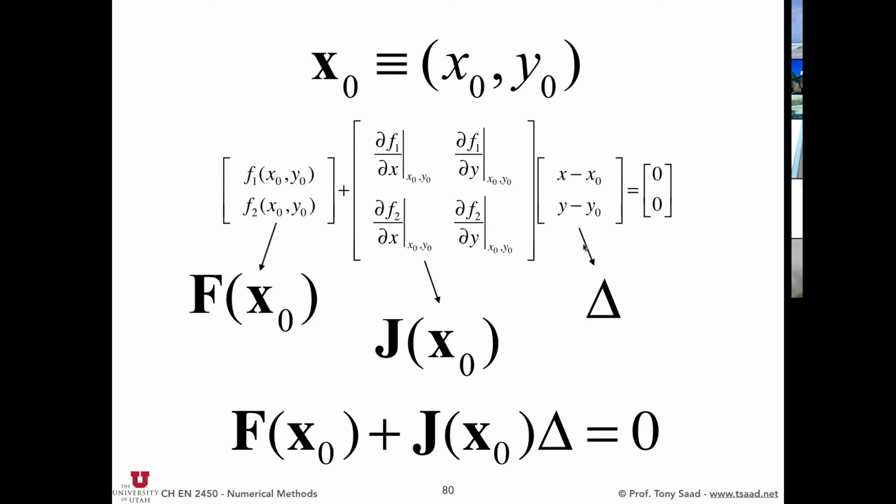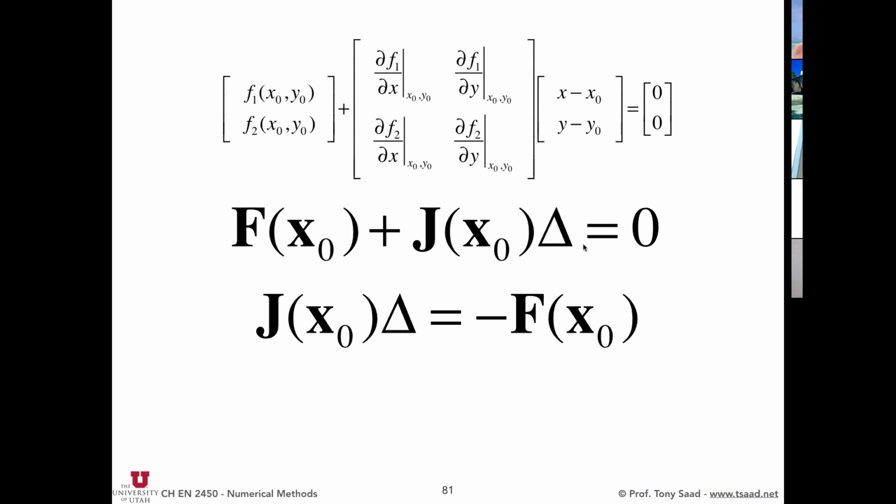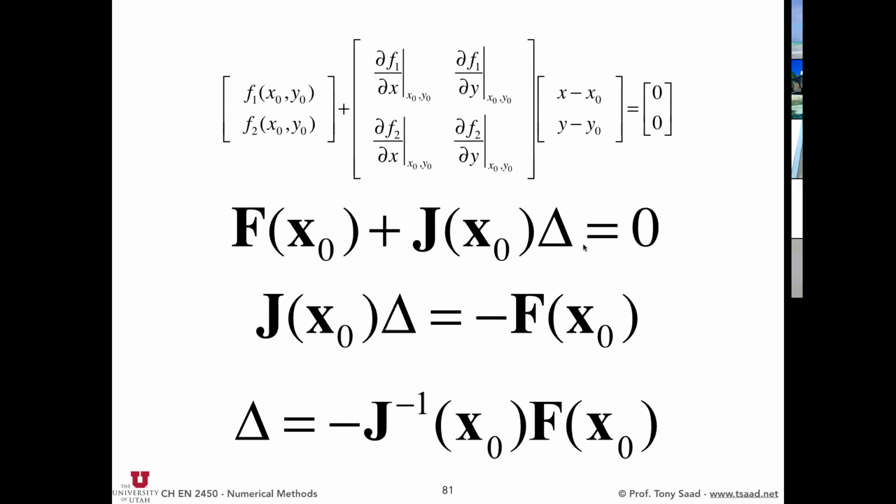And then if we write this in vector matrix form, you get f at x naught plus J at x naught times delta equals 0. And then you take f to the right-hand side, and we know how to solve systems of equations. This is Ax equal b, right? This is matrix times unknown vector equal to a right-hand side. And from that, we can simply extract delta: minus J inverse at x naught times f at x naught, right?